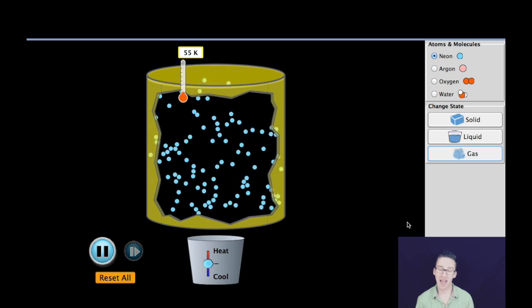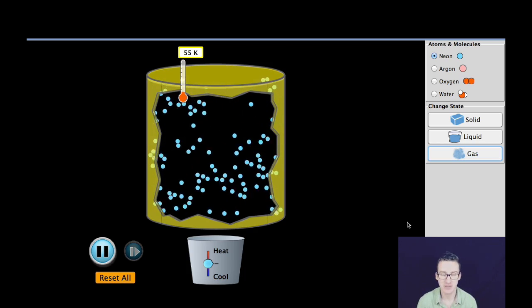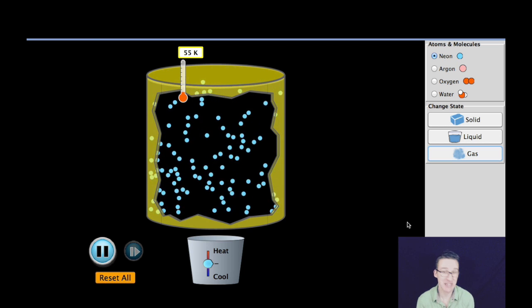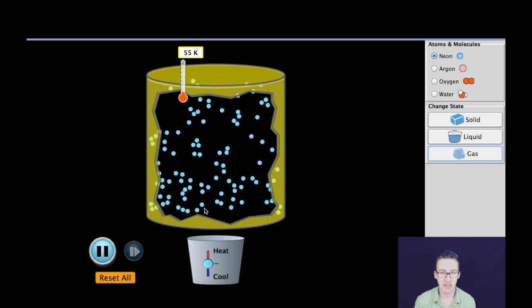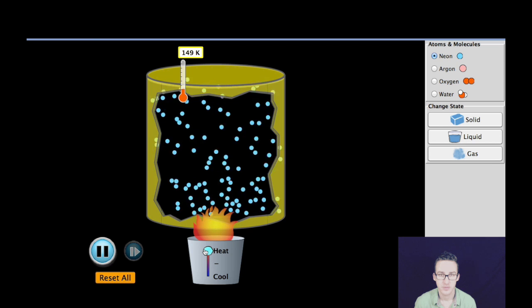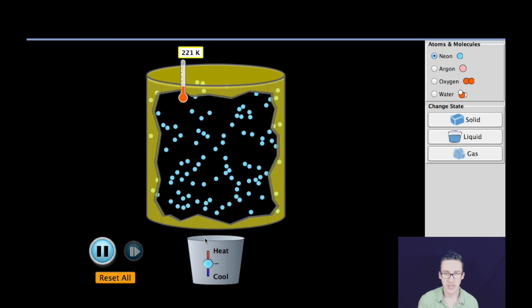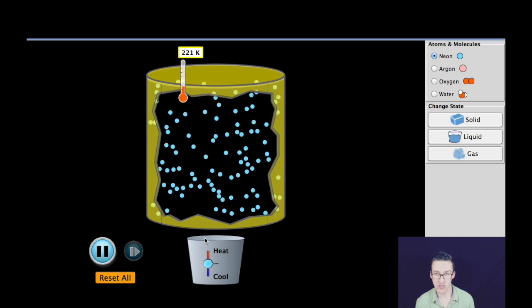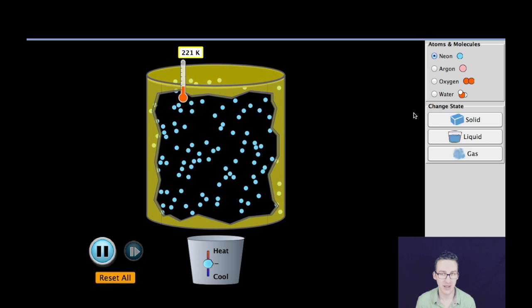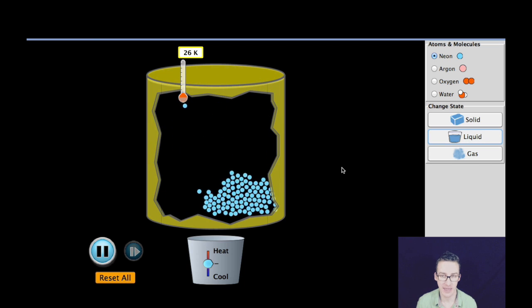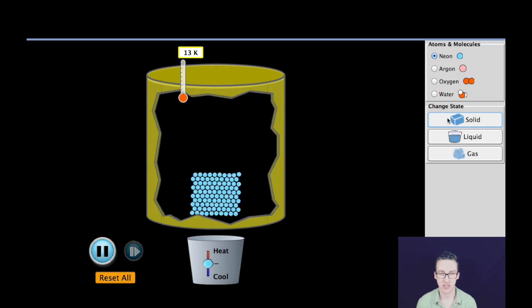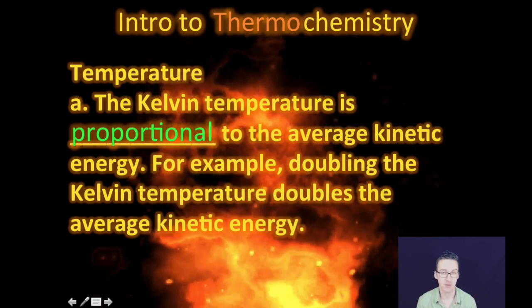If we go back to our thrilling animation that illustrates particles in motion, remember that when you heat those things up, notice how that affects their average kinetic energy. Likewise, if you cool things down, recognize that they have less kinetic energy. Or if we cool things way down, they have even less kinetic energy. But again, remember that relationship is proportional.